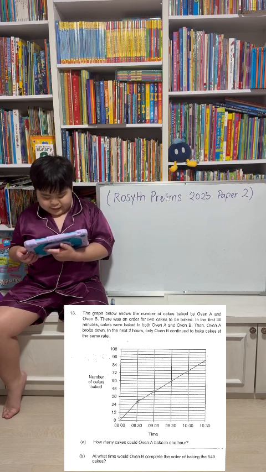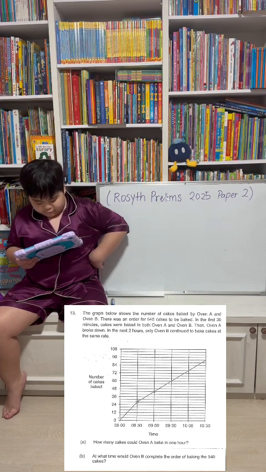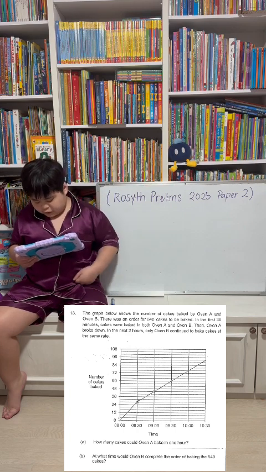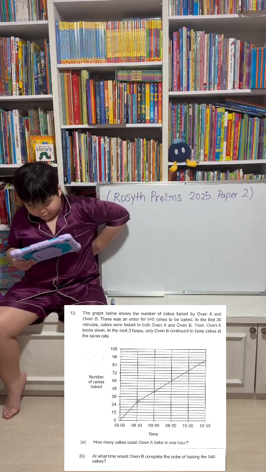A. How many cakes could oven A bake in 1 hour? B. At what time would oven B complete the order of baking the 540 cakes?